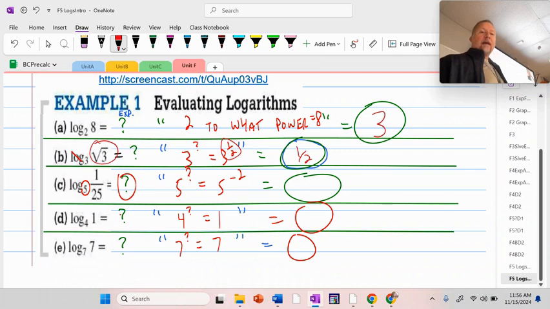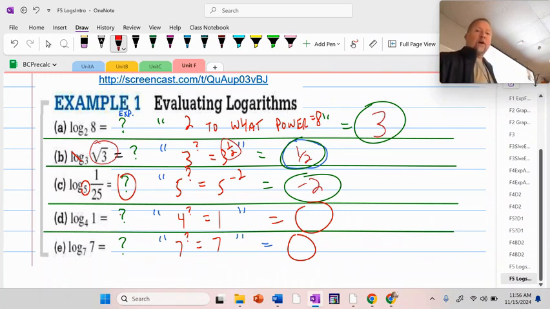1 over 25 is 5 to the negative second, so it's just -2. It's searching just for the exponent. The answer is not 5 to the negative second. The answer is, what is the exponent on 5 that makes 1/25 happen? -2. What's the next one?